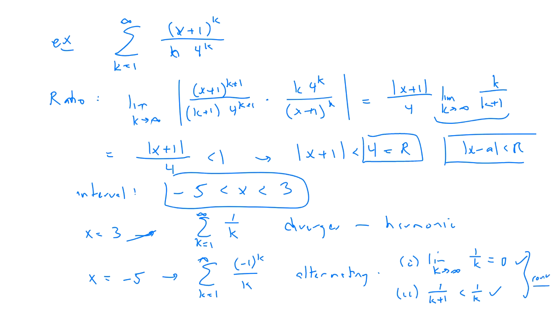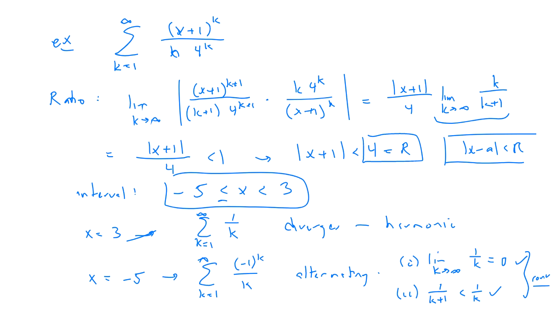So therefore, it's converging at this endpoint. So I go back and include the -5. And there's my final interval of convergence. In theory, there are the two simpler ones.